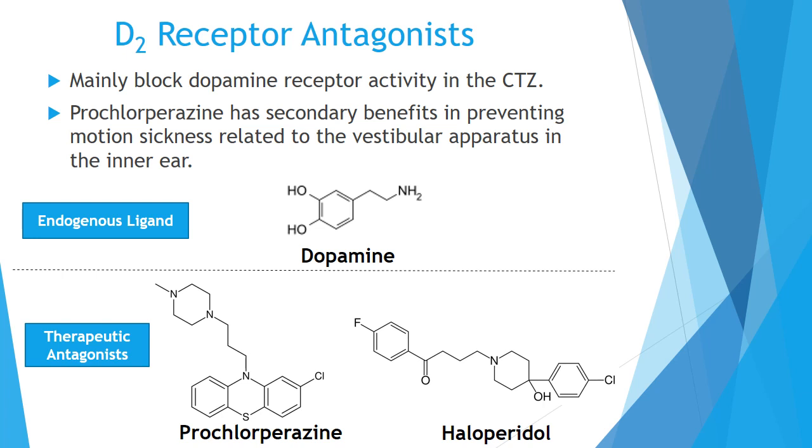So there's that dual effect: if you block a D2, you're blocking the sensation of a toxin. You're also causing prokinesis. So it's really the sensory and the motor pathway that you're affecting. Prochlorperazine is unique because it's better at preventing motion sickness, primarily due to its anticholinergic and antihistaminic effects.